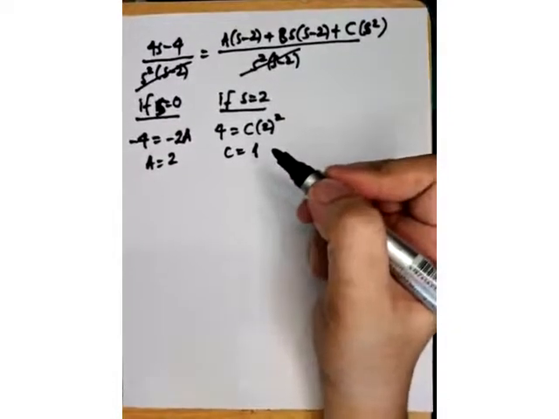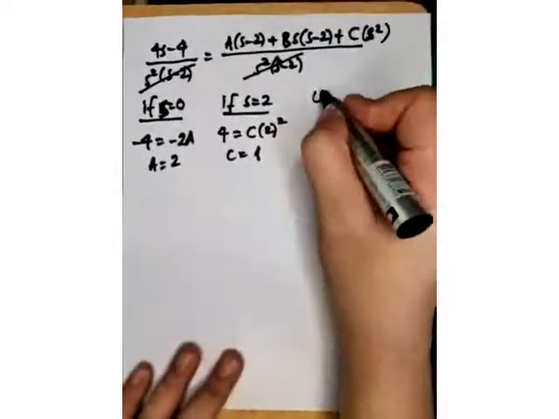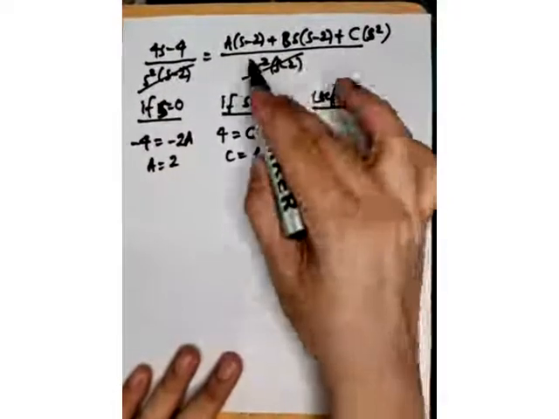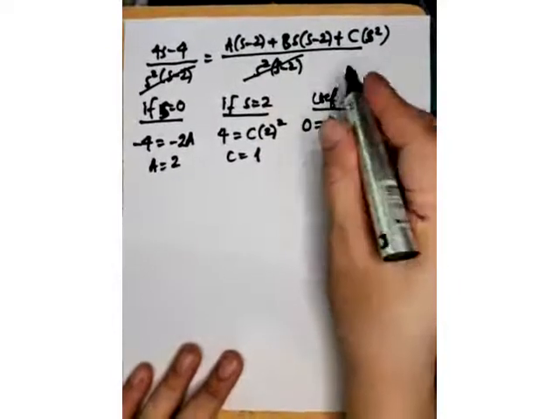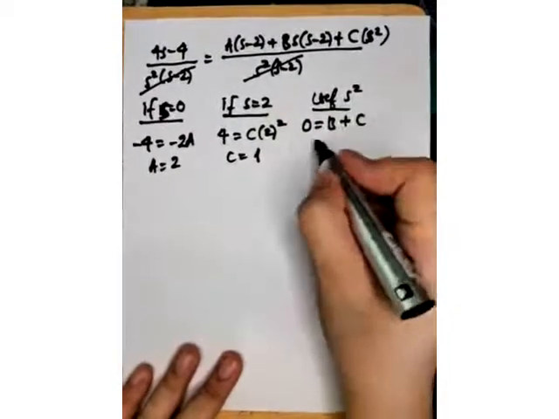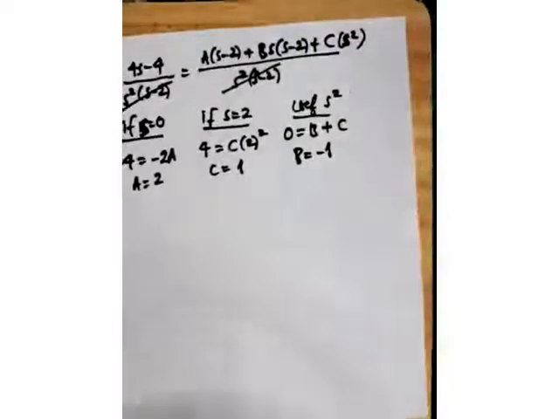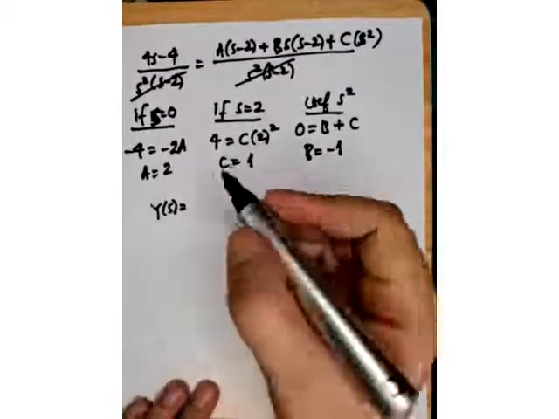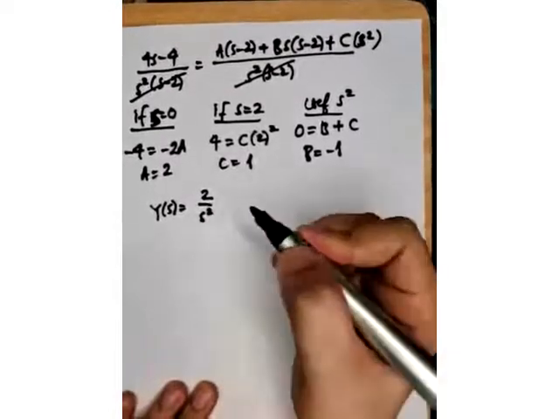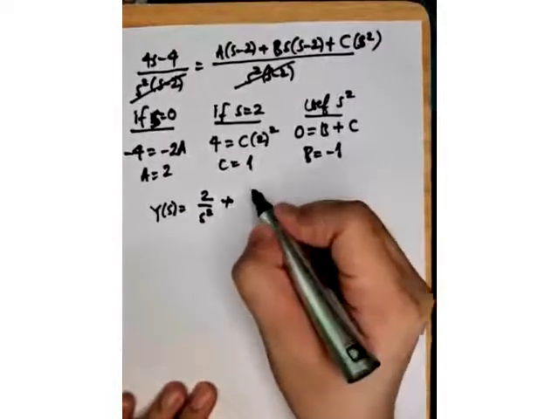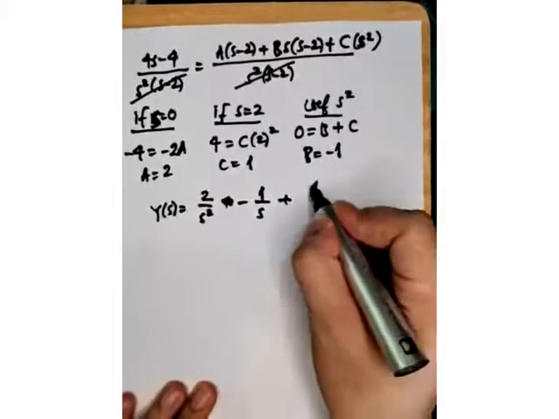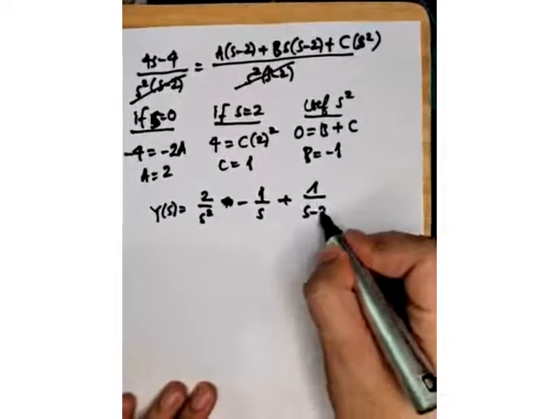Now, how do we get B? I'll just compare coefficients. So the coefficient of s squared: the left side has no s squared, so that's 0. The A term has none either, so we have B plus C. So B is equal to negative 1. So that means our Y of s is equal to 2 over s squared minus 1 over s plus 1 over s minus 2.